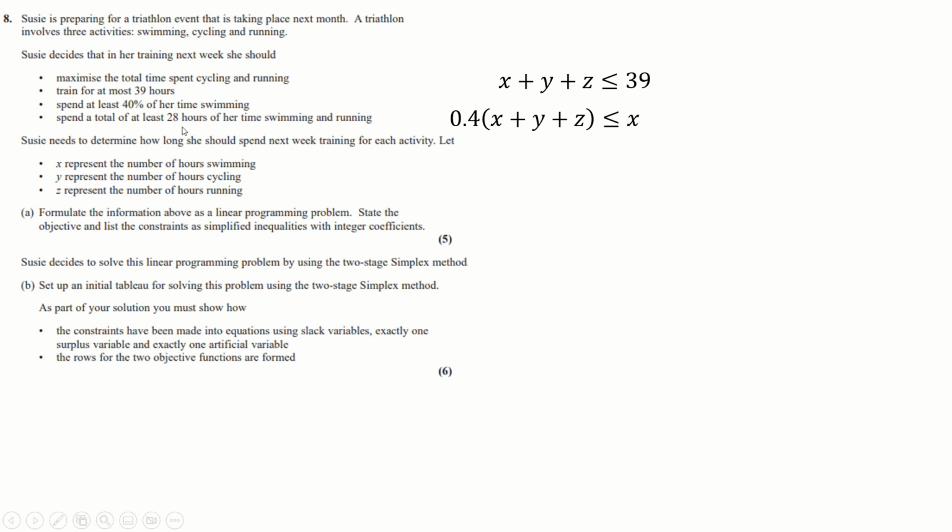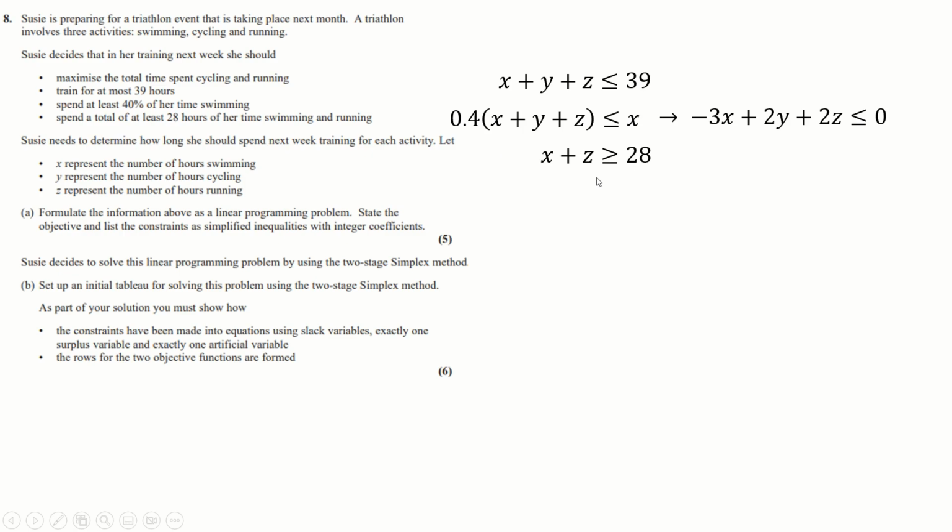Spend a total of at least 28 hours swimming and running, so that just means, of course, x plus z is greater than or equal to 28. Of course, you can fix this one up slightly. This is 2/5, so you times by 5 and 2, and then take away the 5x, and you get this.